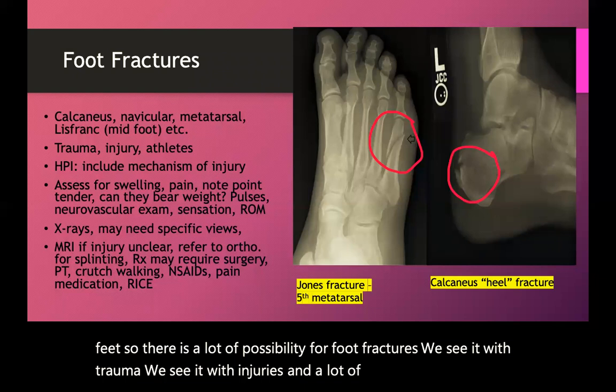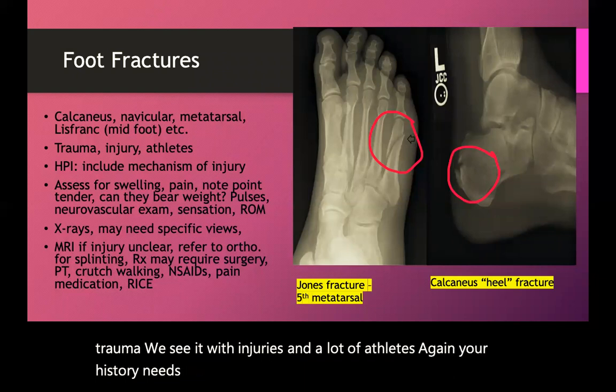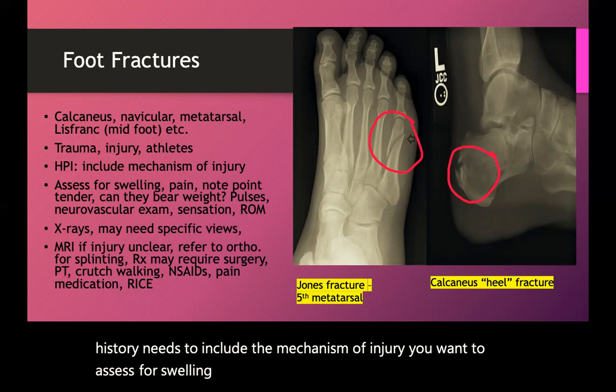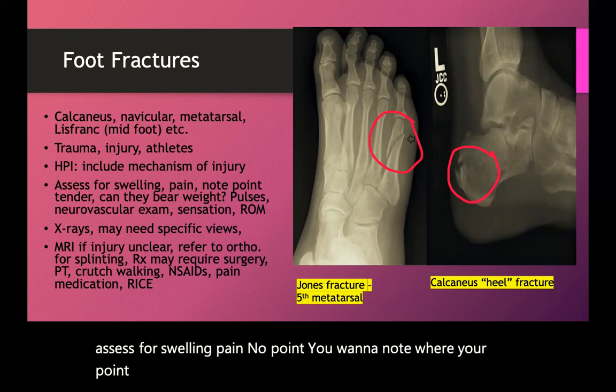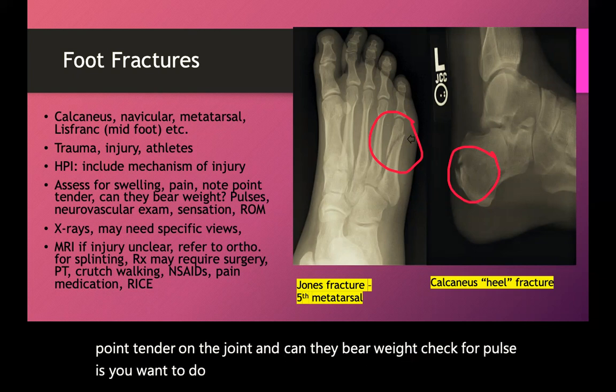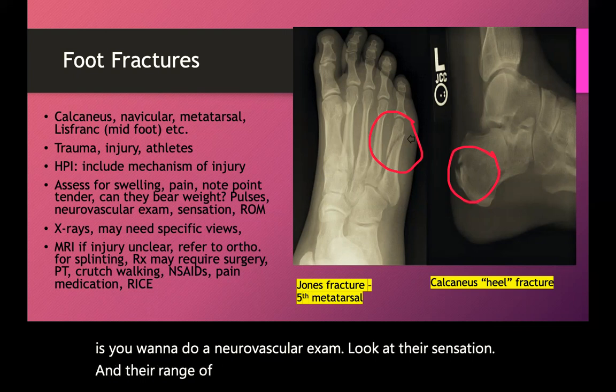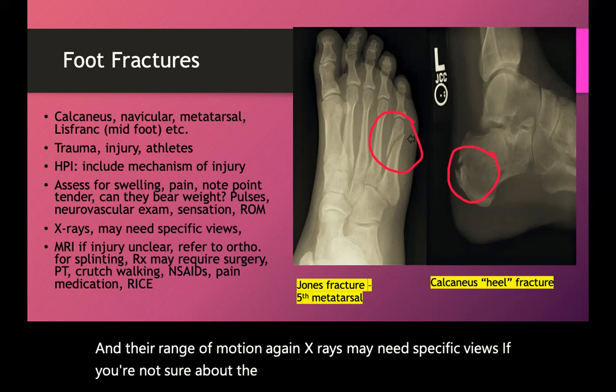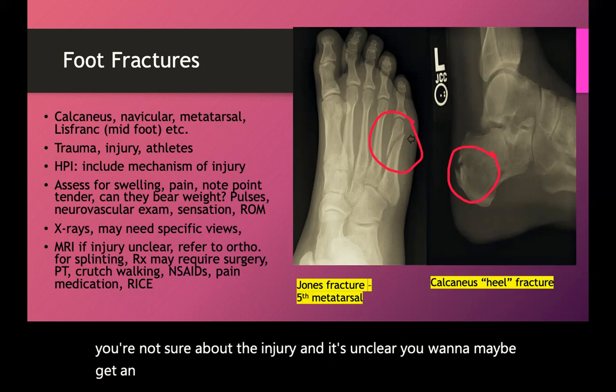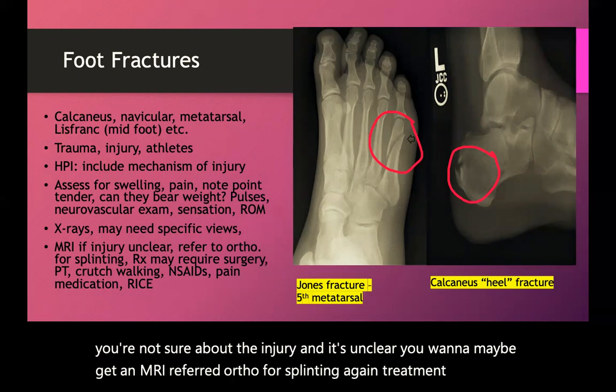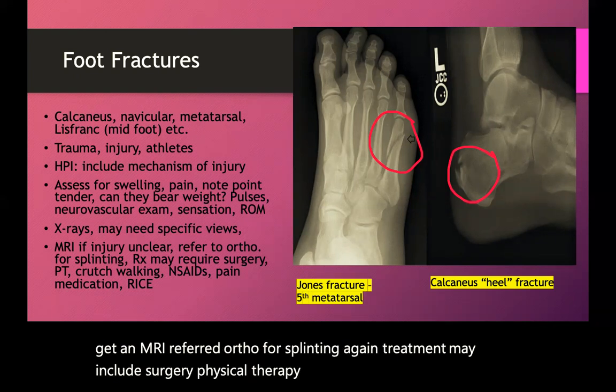Again, your history needs to include the mechanism of injury. You want to assess for swelling and pain, note where they're point tender on the joint, and whether they can bear weight. Check for pulses. You want to do a neurovascular exam, look at their sensation and their range of motion. Again, x-rays may need specific views. If you're not sure about the injury and it's unclear, you may want to get an MRI and refer to ortho for splinting. Again, treatment may include surgery, physical therapy, crutch walking, NSAIDs, pain medication, and RICE.